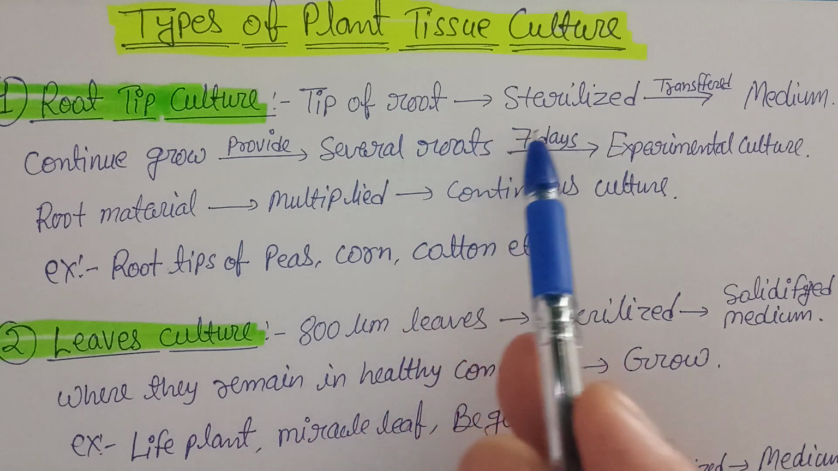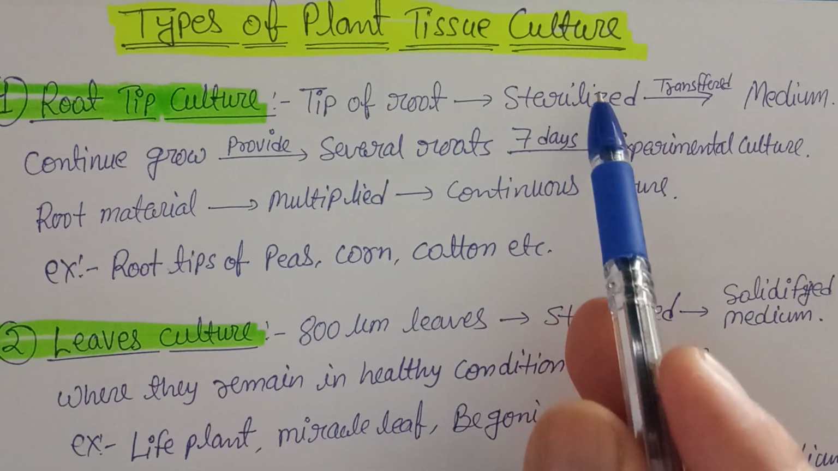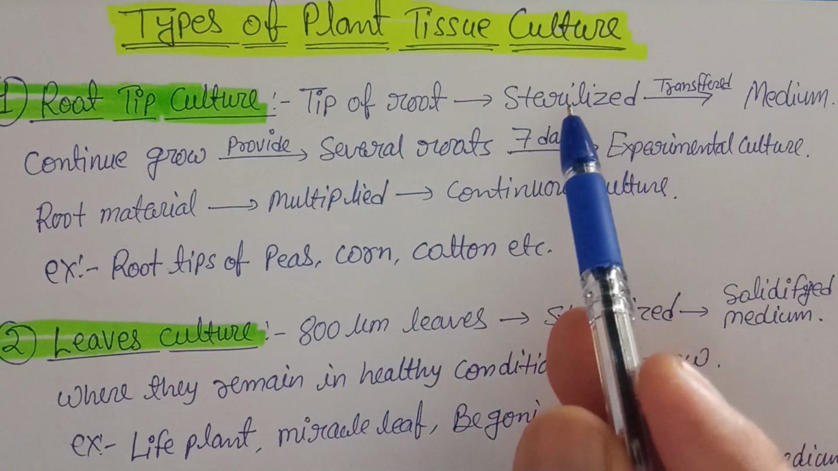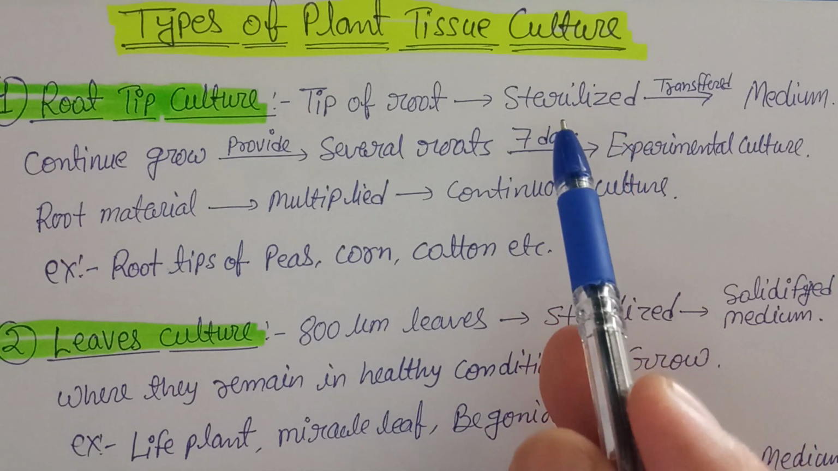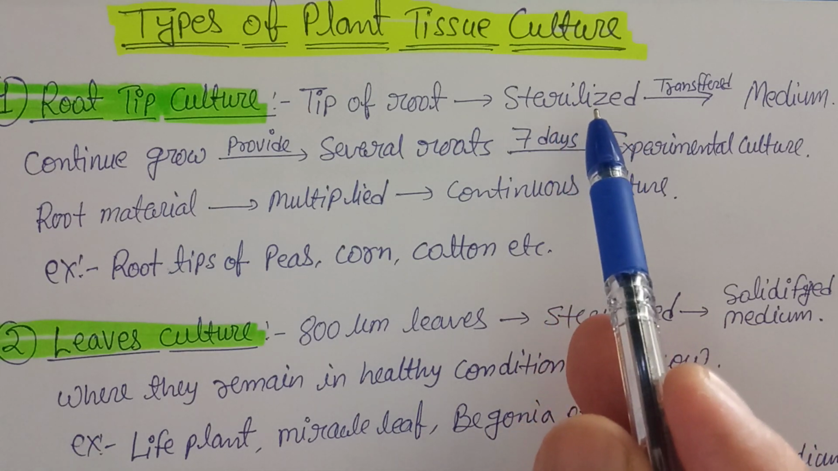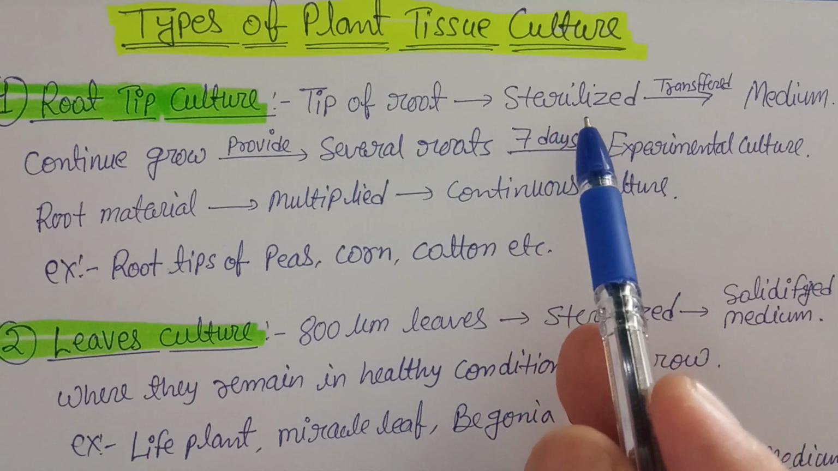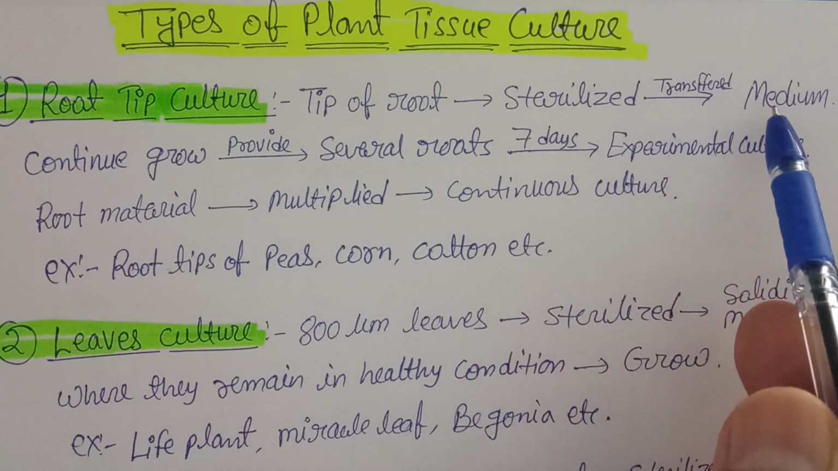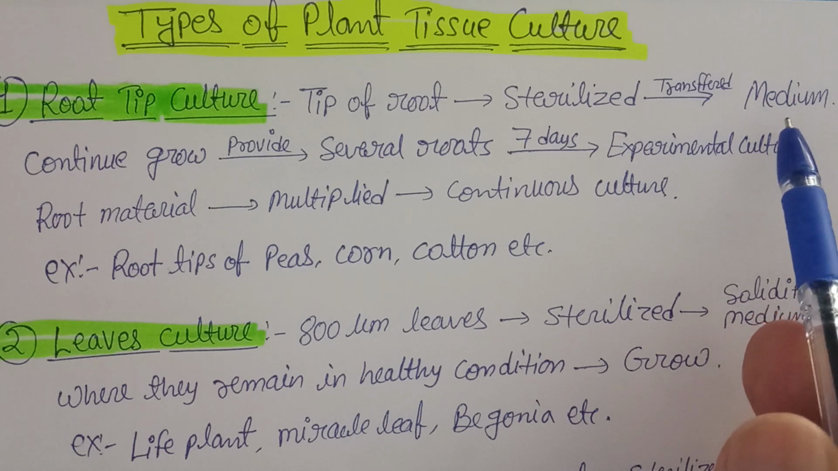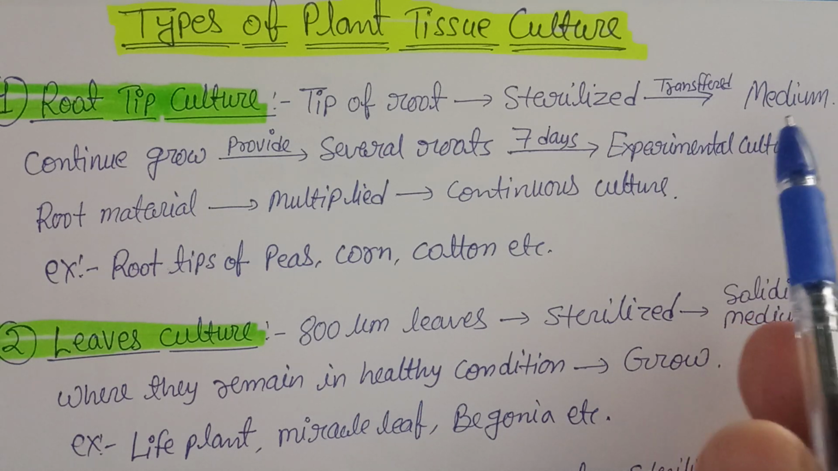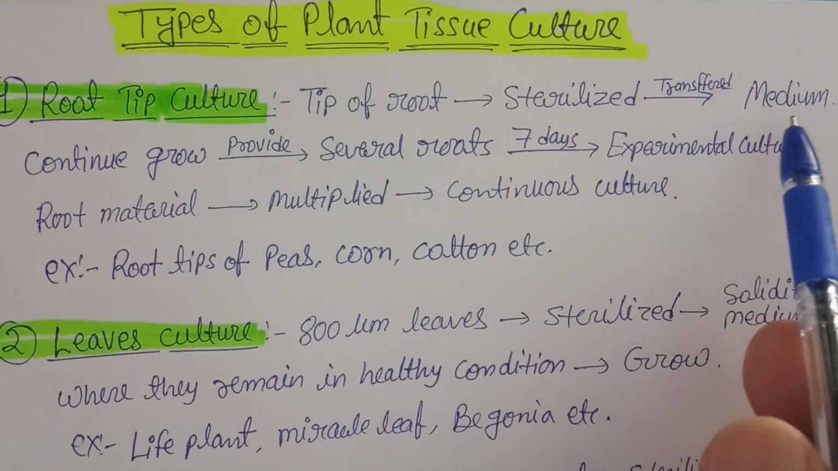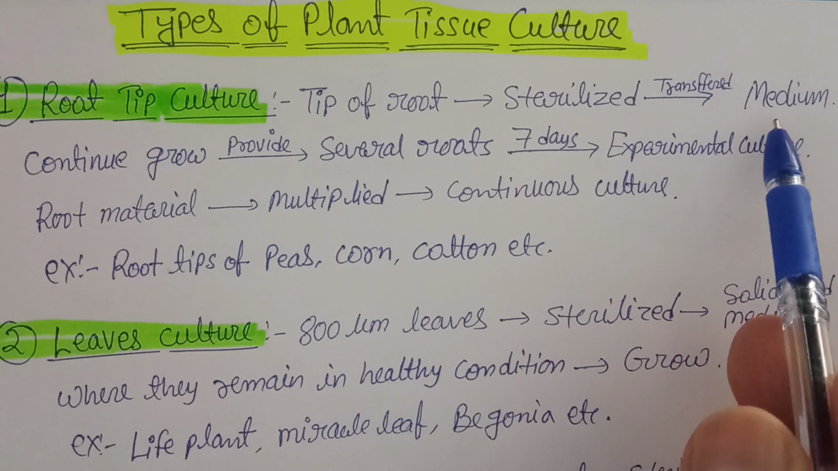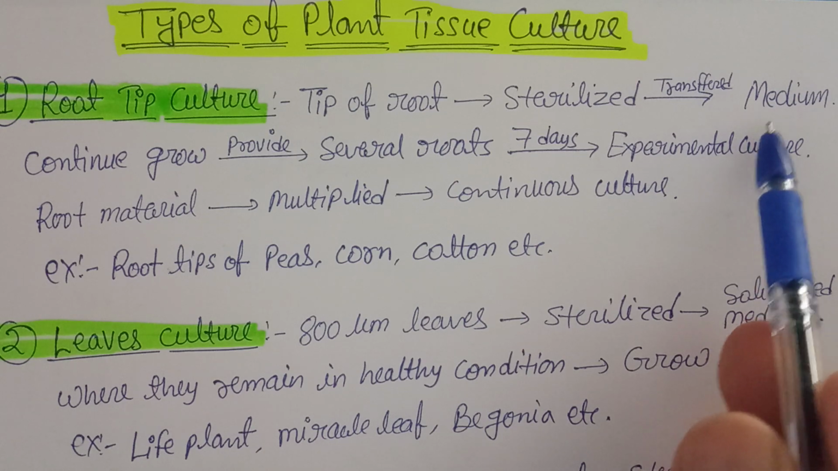The tip of the root is sterilized, right? Surface sterilization we have studied, right? So by using different types of sterilizers, sanitizers, maybe sodium hypochlorite, bromine water, something like that, we have to sterilize, then transfer into a suitable nutrient medium. Obviously, just like a microbiological culture, here again we need the medium. That medium will have all the nutrients required for the plant cell to grow into a new plant, right?